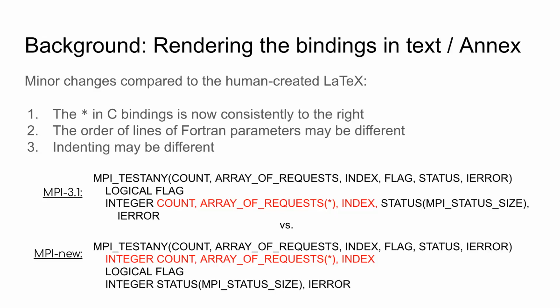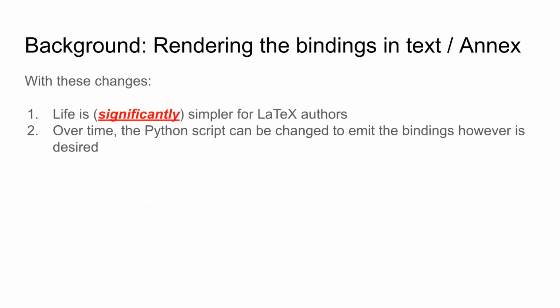So there's minor discrepancies like that that do not affect the semantics at all, but it is not a byte-for-byte comparison against MPI 3.1. Now, with these changes, life is really significantly simpler for LaTeX authors.